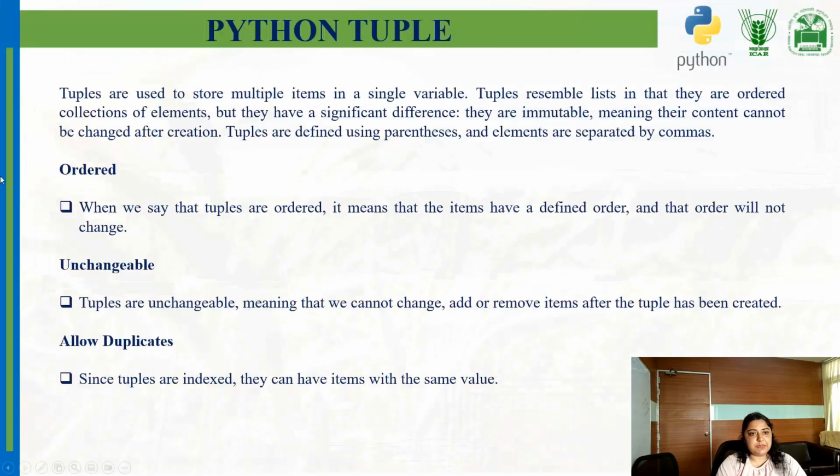Now we are discussing tuples. Tuple is another data structure having some different properties from list. In tuples, we can store multiple values in a single variable. But tuples are different from lists. Tuples are also ordered, but tuples are unchangeable. Lists are changeable, tuples are unchangeable. And both lists and tuples allow duplicates, but tuples are defined using parentheses. And the elements of a tuple are separated by commas.